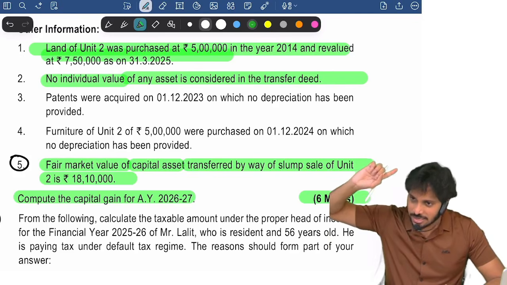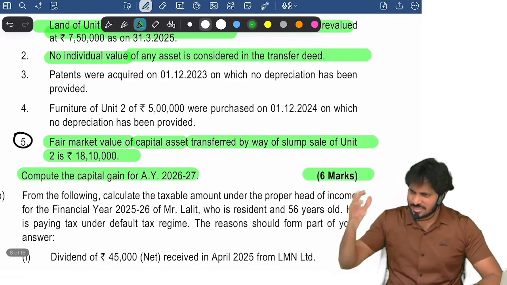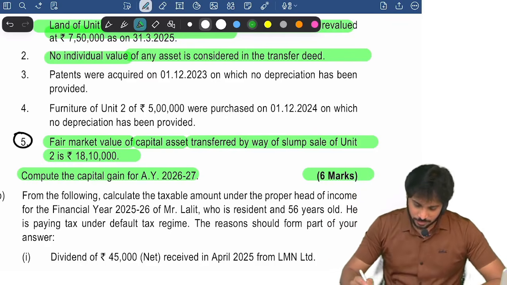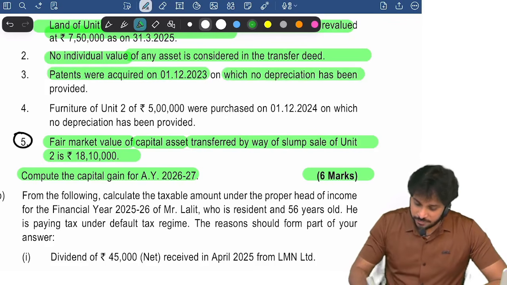This I tell in my regular class clearly. Okay, next. You should understand. That's how deeper you should understand the concepts. Clear? Now look at patents, they were acquired on 1st December 2023, on which no depreciation is provided.